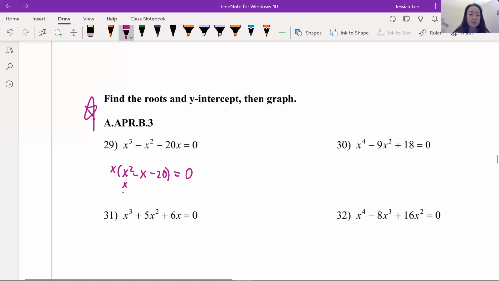The crisscross method. So x times x is x squared, and negative 20, what multiplies to negative 20 and adds up to negative 1? Well, that would have to be negative 5 and 4. So we're just going to check this out. x times negative 5 is negative 5x. x times 4 is going to be 4x. When we add those together, we get negative x, which is exactly what we want.